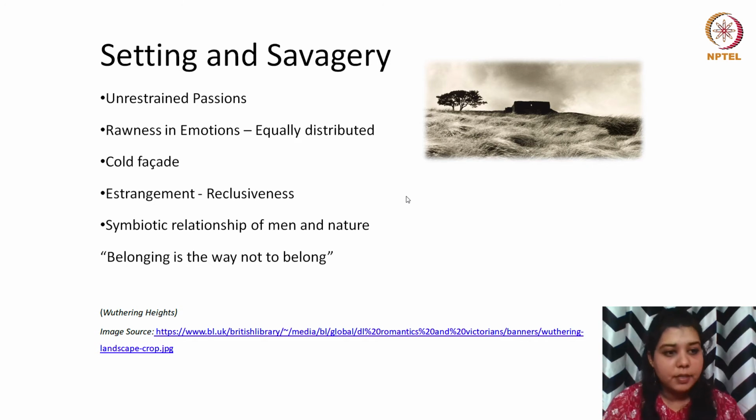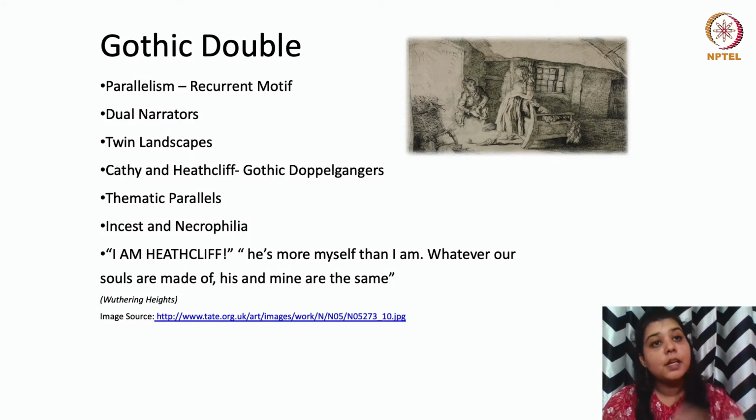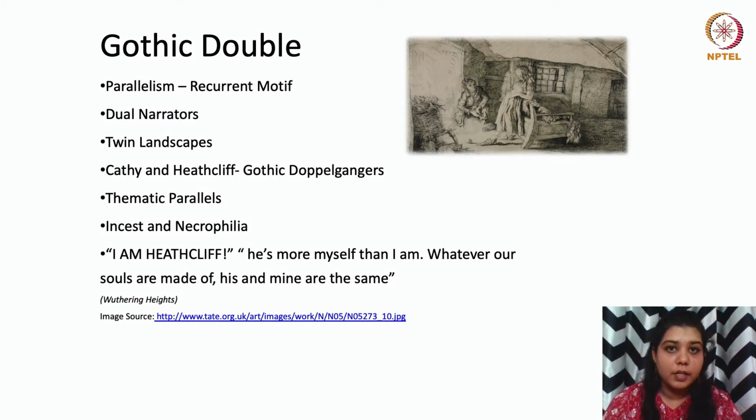The cold ambience prevails in the entire novel, both in the characters and also in the setting, and this idea of coldness becomes a very important factor in any Gothic fiction. Parallelism becomes one important element in Gothic narratives, and it gets materialized in Wuthering Heights. As it becomes materialized in Wuthering Heights, it also becomes a recurring motif in this novel.